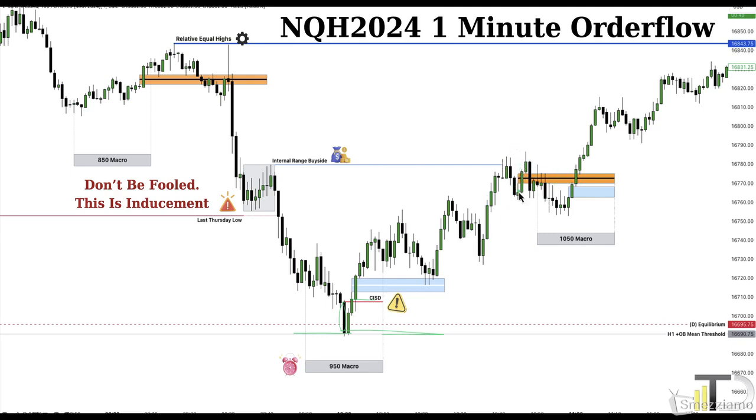1050 macro goes higher, comes back, and then finally this particular fair value gap was reclaimed right here, right? And where would you expect this particular BISI to deliver to? Your other pool of liquidity, which is the relative equal highs right here, and that's what it got delivered to, right?